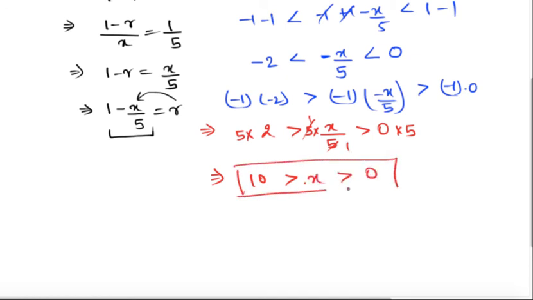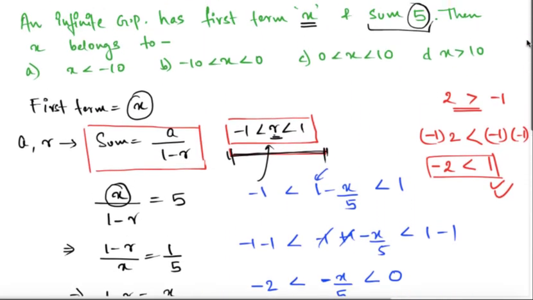So x is between 0 and 10. So let us see which option satisfies this. X is between 0 and 10. Again, option C is the correct option here.